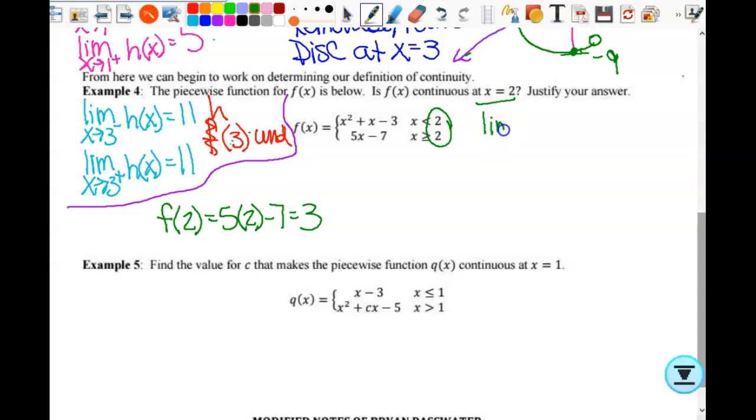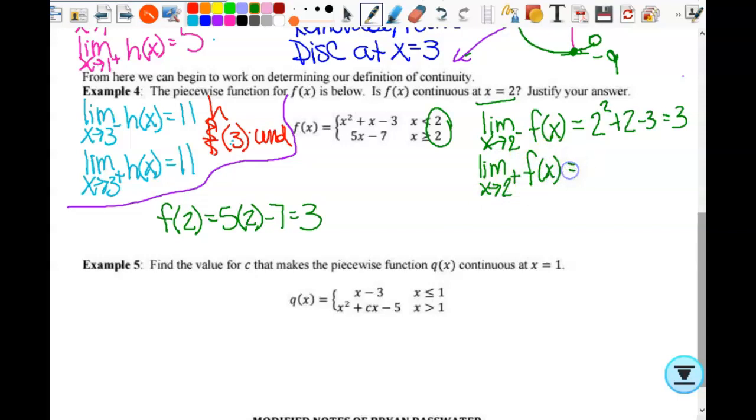The limit as x approaches 2 from the left of f of x. And you could write x squared plus x minus 3. But again, just write f of x so you don't accidentally copy something wrong. And then when you actually substitute it in, you're substituting it into that. But then you drop your limit statement, right? So I get 2 squared plus 2 minus 3. So that's 4 plus 2, which is 6, minus 3, which is 3, right? Then the limit as x approaches 2 from the right of f of x equals, so that's when it's greater than, I'm going to have 5 times 2 minus 7, which gives me 3.